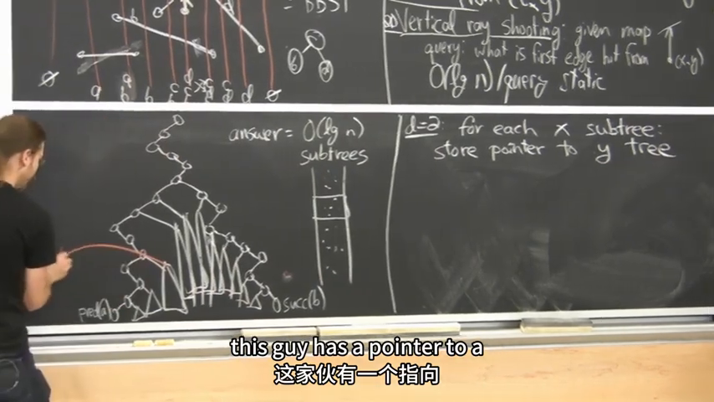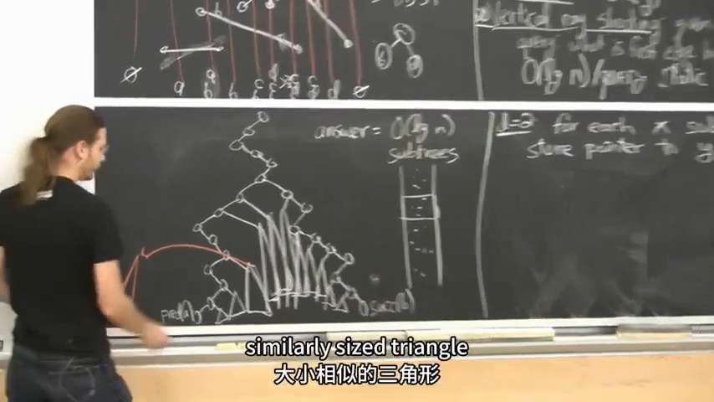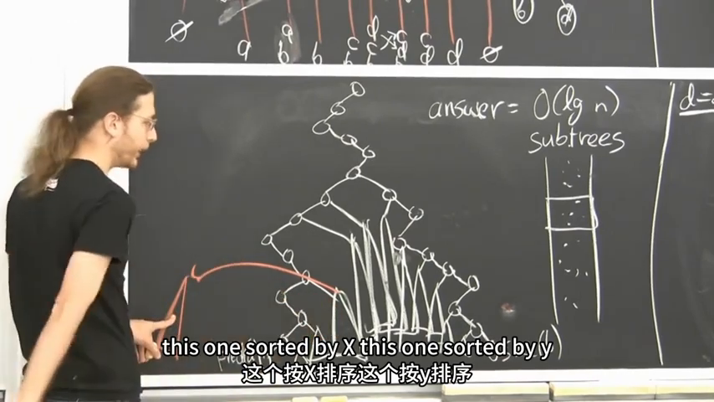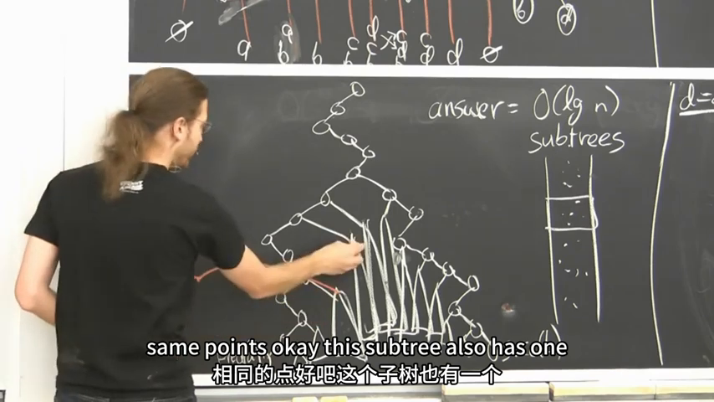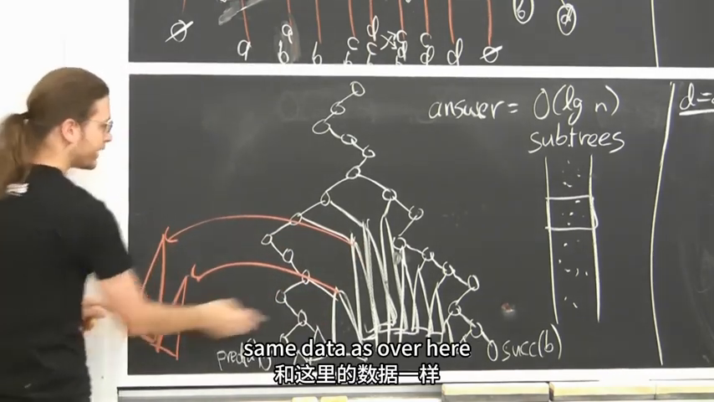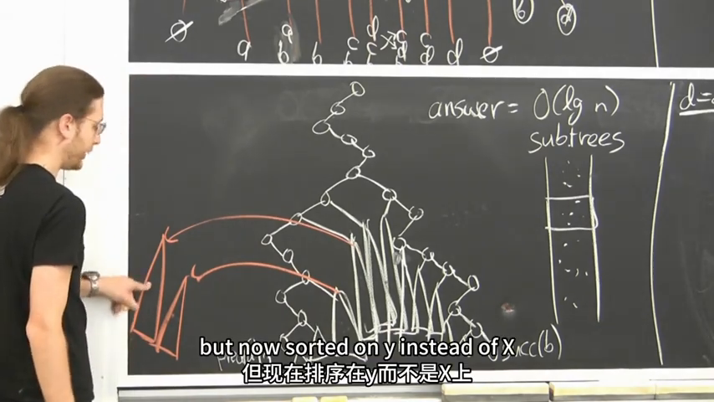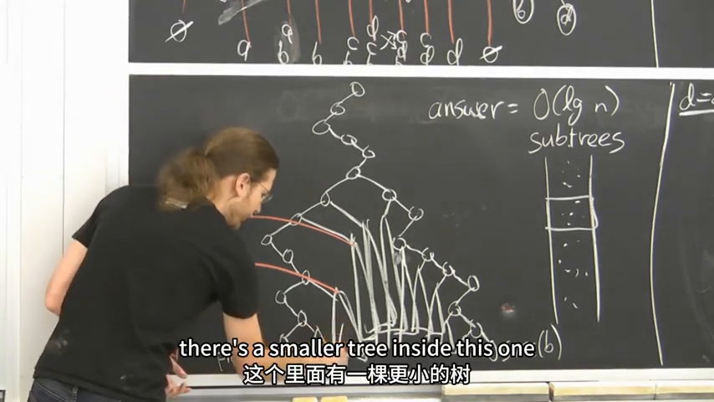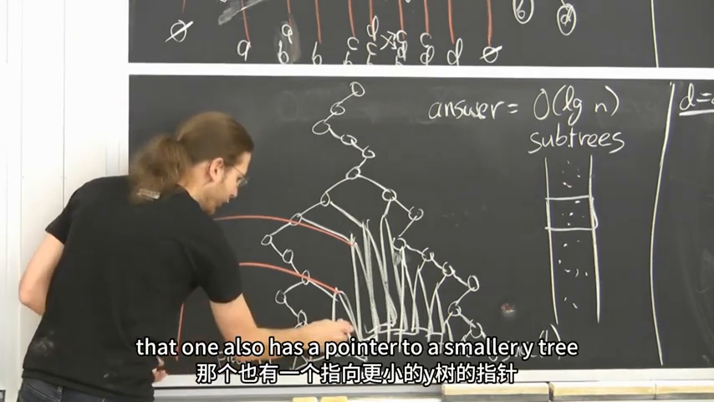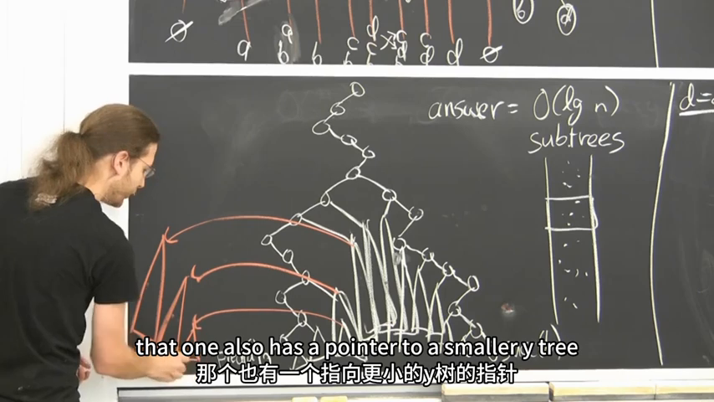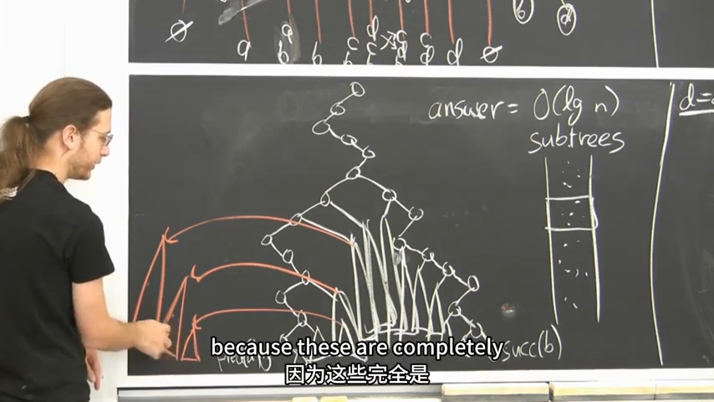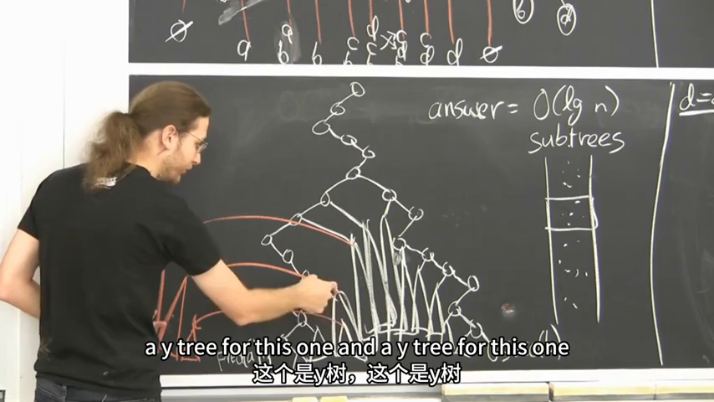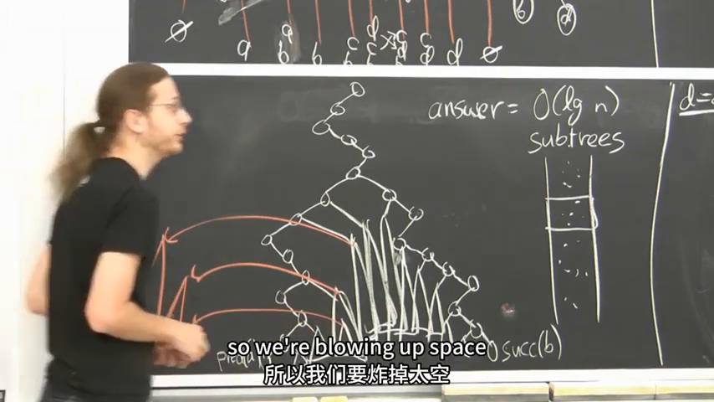This guy has a pointer to a similarly sized tree, except this one is on y. This one's sorted by x, this one's sorted by y. Same points. This subtree also has one, same data as over here, but now sorted on y instead of x. For example, there's a smaller tree inside this one. That one also has a pointer to a smaller y tree, except now these are disjoint, because this is a subset of that one. But we're going to store a y tree for this one and a y tree for this one. So we're blowing up space.